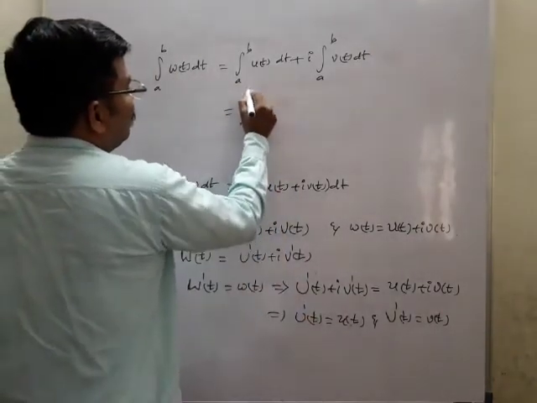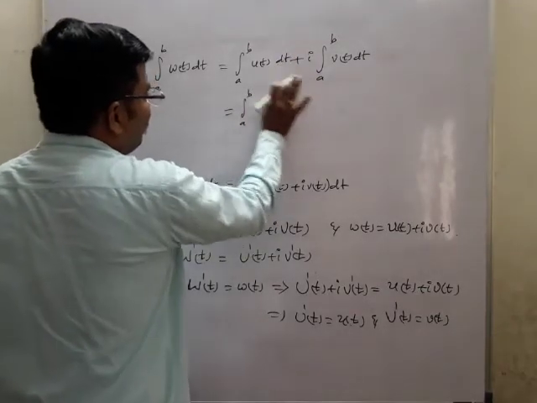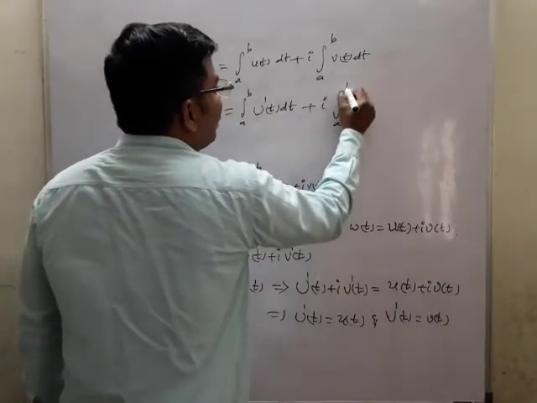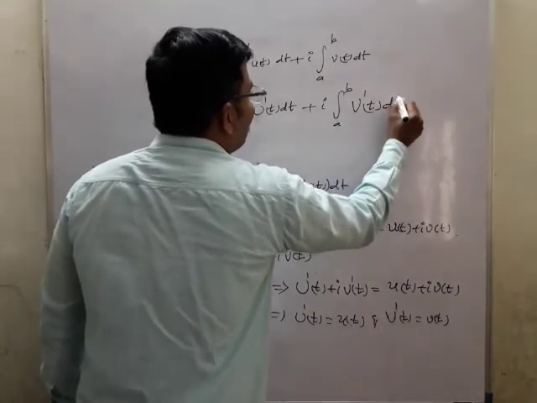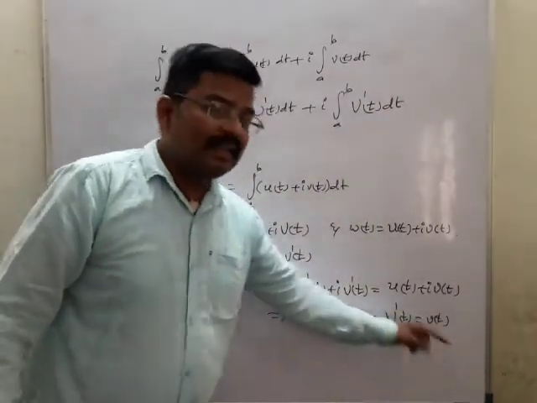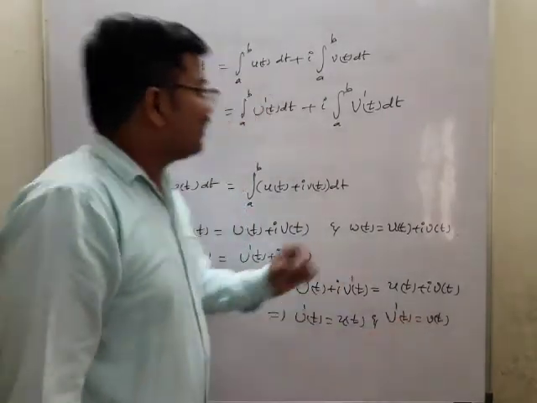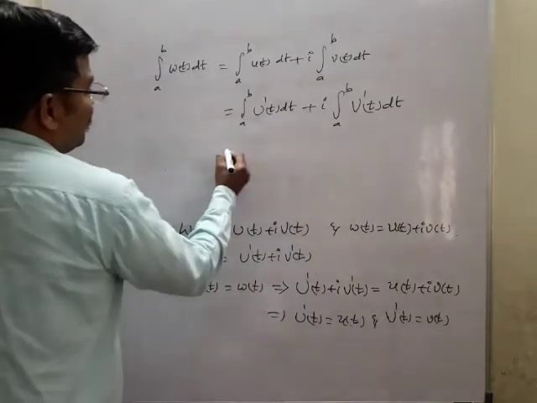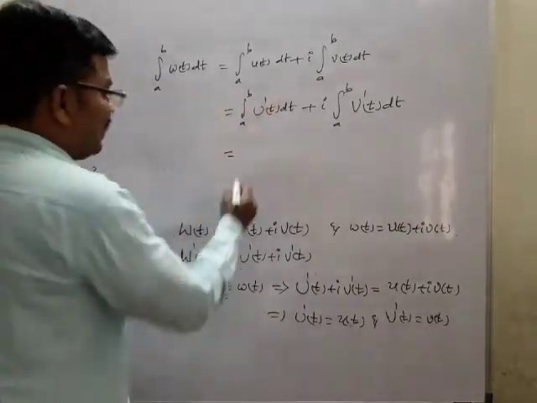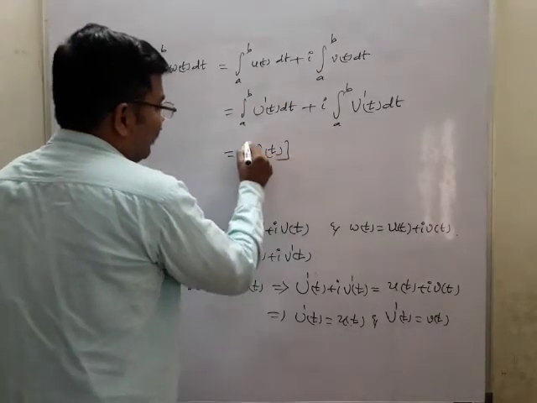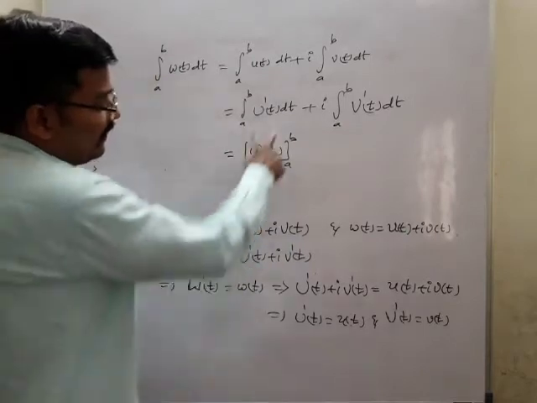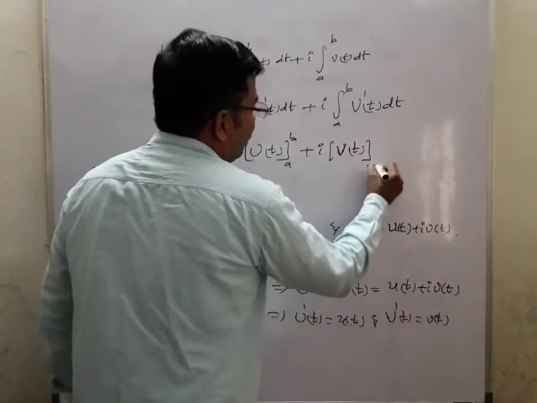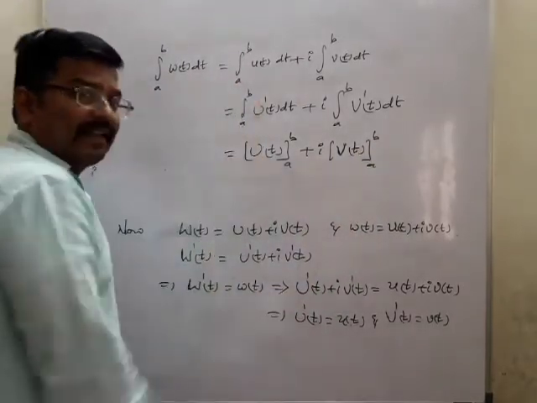So you will be getting the integral from a to b of U'(t) dt plus i times the integral from a to b of V'(t) dt. In the place of v(t), we are going to substitute V'(t). Then what is the answer you will get? The derivative and integral will get cancelled, so you will be getting U(t) under the limits a to b, plus i times V(t) under a to b, because the derivative and integral get cancelled.